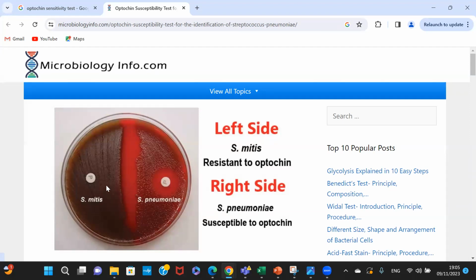If they give you the same question, but instead of optochin they put bacitracin, which is the B, then bacitracin sensitive is group A, which is pyogenes. So this picture would be pyogenes, and bacitracin resistant would be group B, which is agalactiae. Okay, so this is how you interpret this.